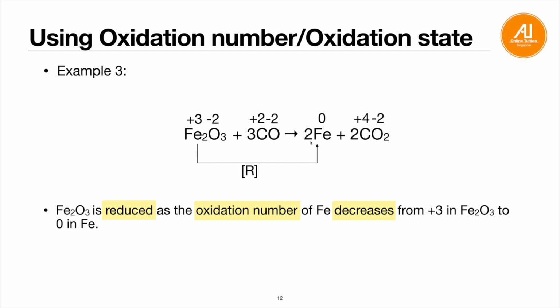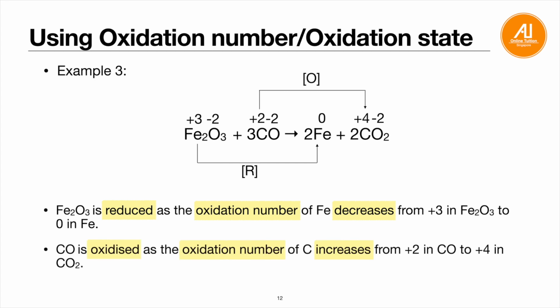Next one. If Fe2O3 is reduced, then CO must be oxidized. But which element? Is it oxygen or carbon? Oxygen goes from minus 2 to minus 2, no change, so oxygen is not important here. It's carbon, from plus 2 to plus 4. So the template: CO is oxidized as the oxidation number of carbon increases from plus 2 in CO to plus 4 in CO2. So just take note of this one.